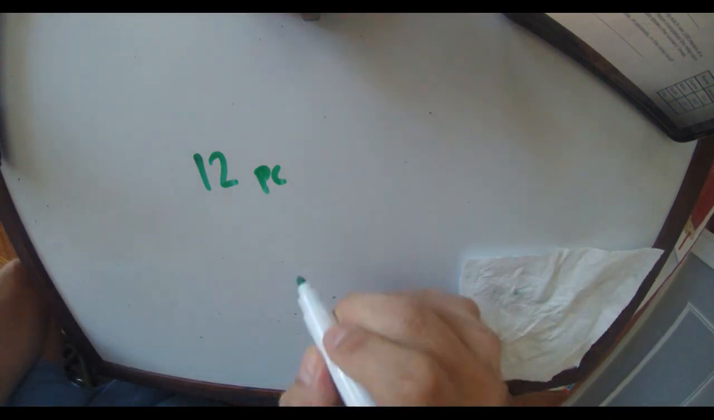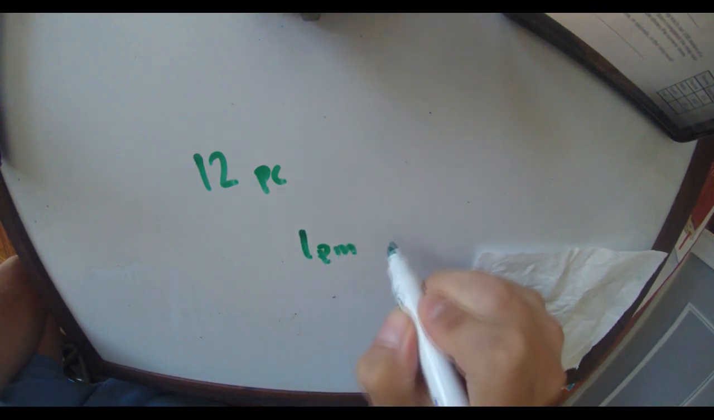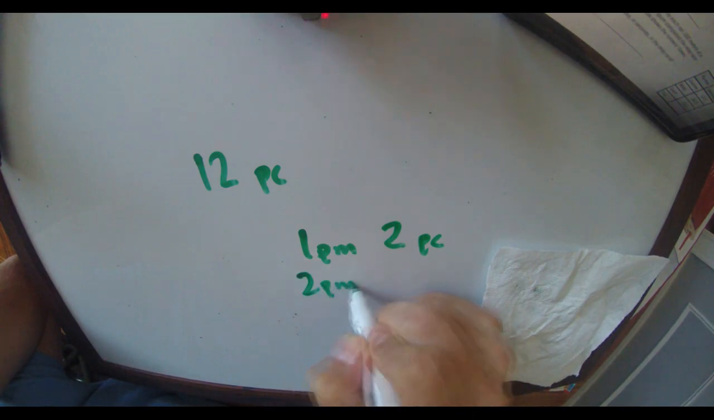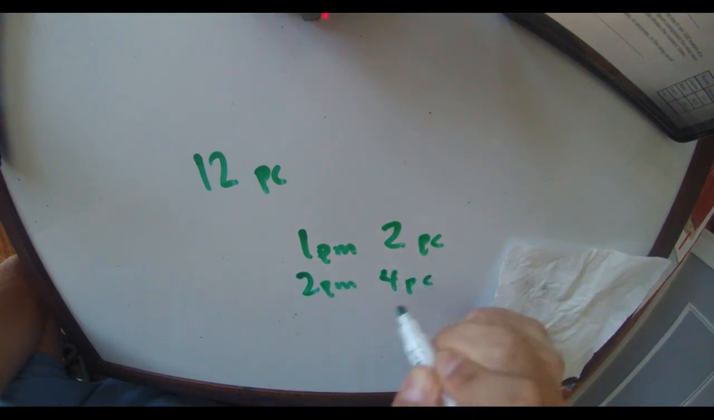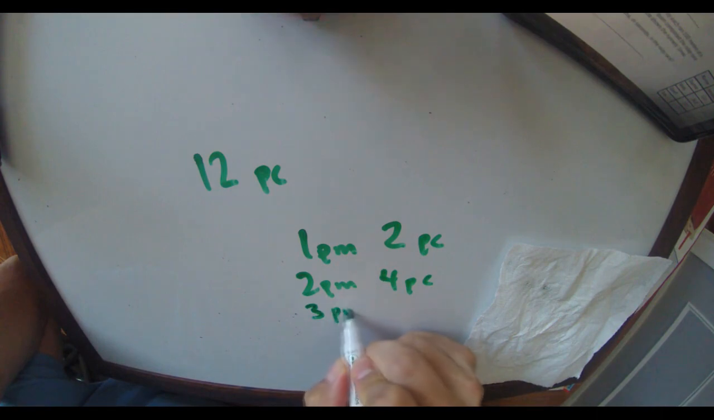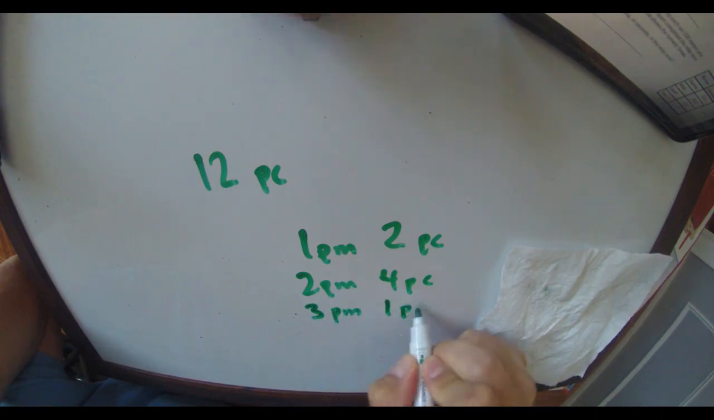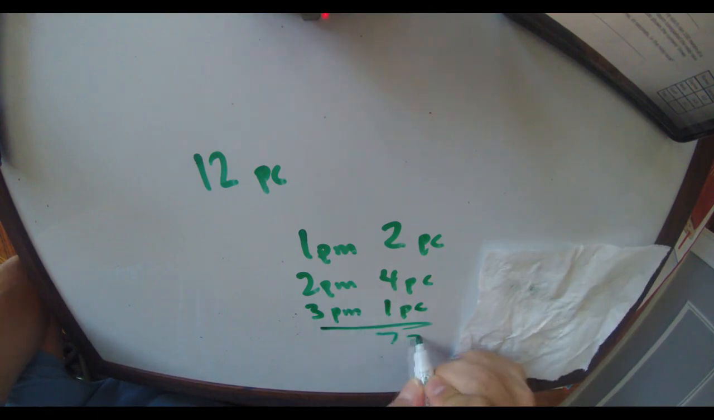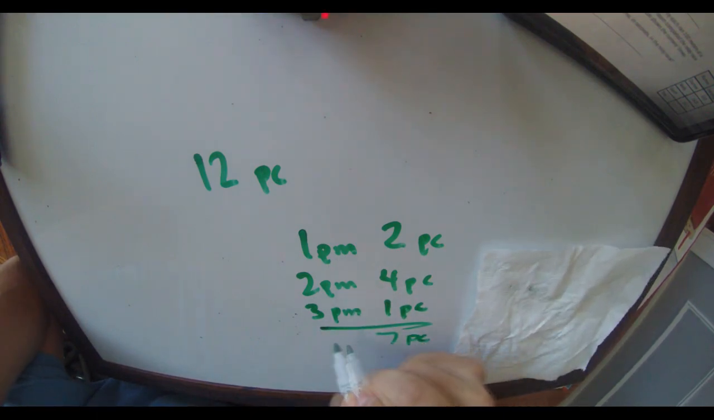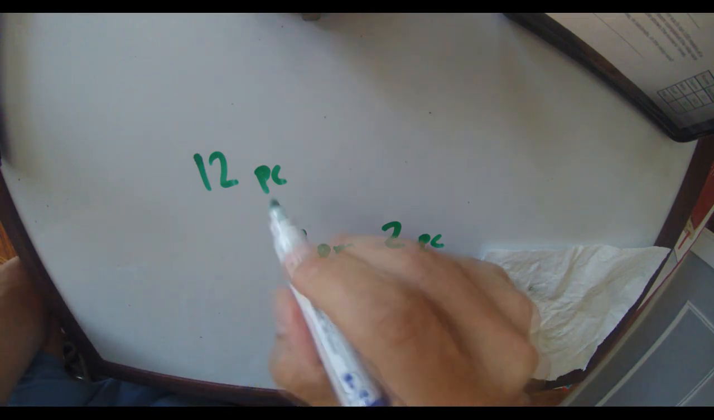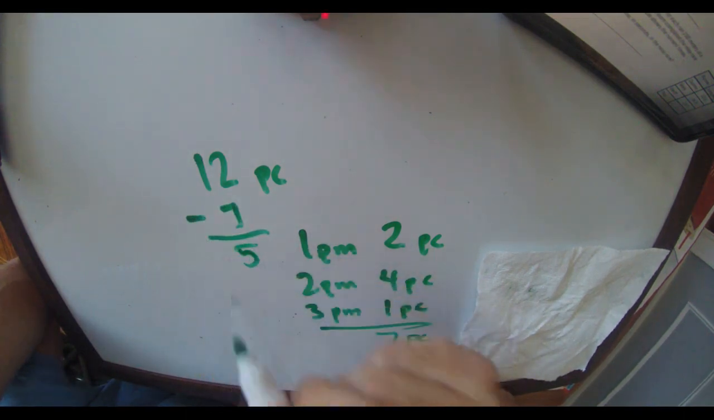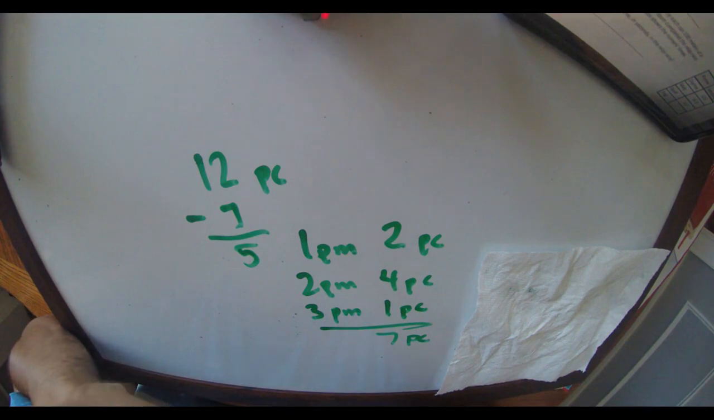I ate candy once at 1 p.m. and I ate 2 pieces, right? Then at 2 p.m. I had 4 pieces. And finally at 3 p.m. I ate 1 piece. So now the total of this is 2, 4, 6, that's 7, right? 7 pieces total that I've already eaten. How many are left over from the 12? So how would you figure that out? In this case, it would be 12 minus 7 to give you the number that are left over, and this would be 5.